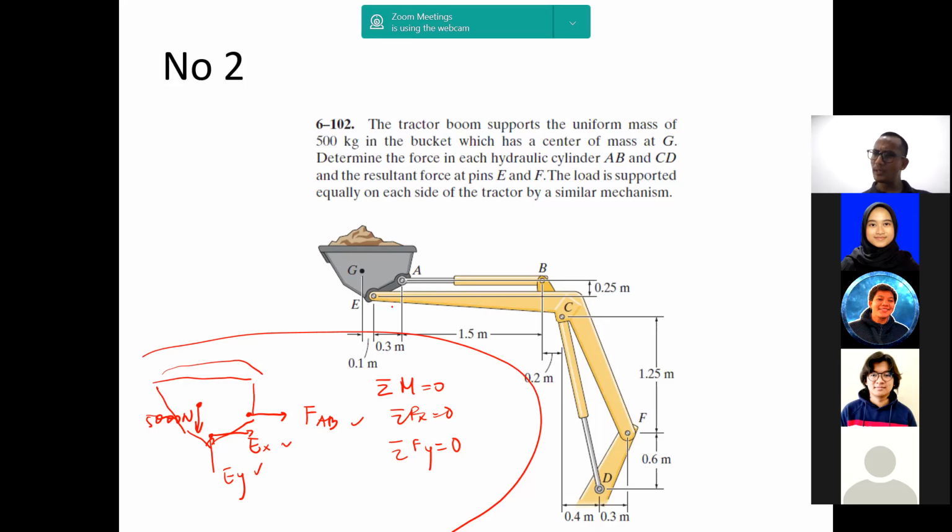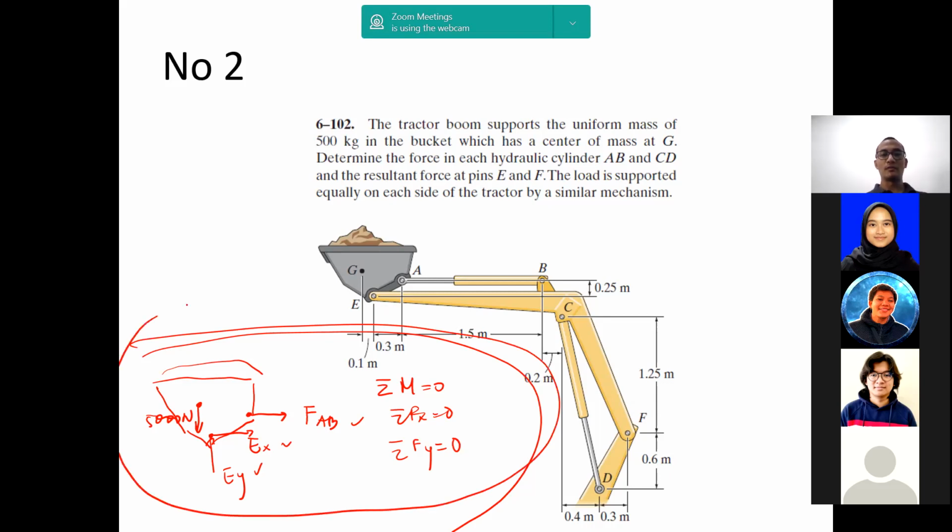Everybody. What do you mean by that? Okay. After we solve for this, which means that we solve for FAB, EX, and EY. Yes. What is our next step? Which free body diagram? Yeah, which free body diagram that we're supposed to solve? The C1. What C? You mean the next free body diagram?